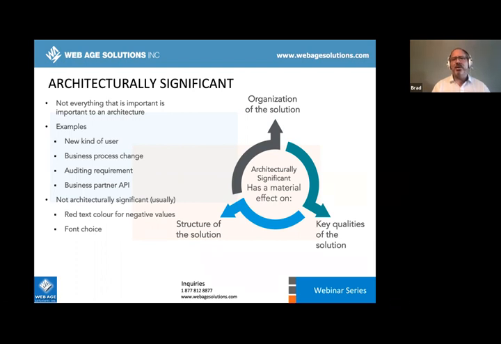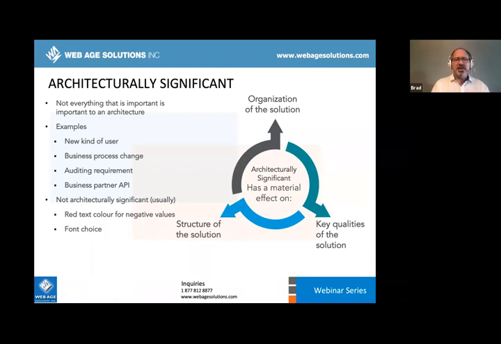Now, let me be really clear. I'm not dismissing these things as unimportant. They're just not architecturally significant. What are examples of things that are architecturally significant? Well, there's all kinds of stuff. For example, an auditing requirement.